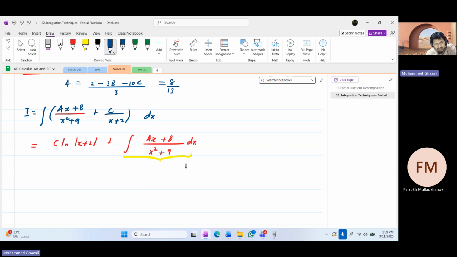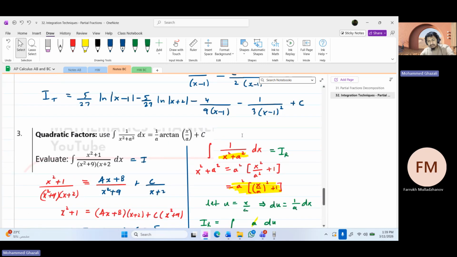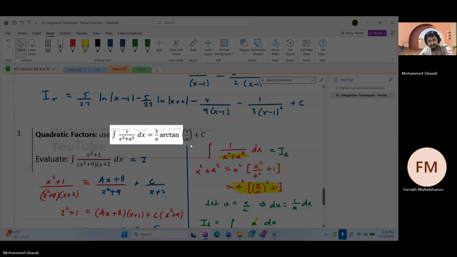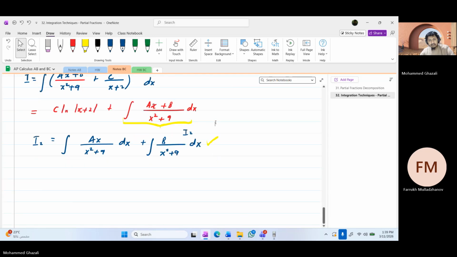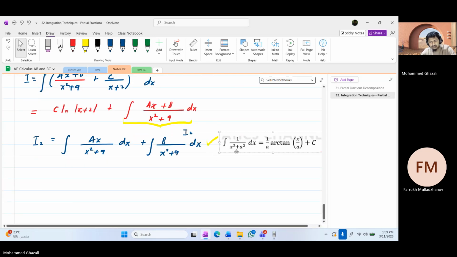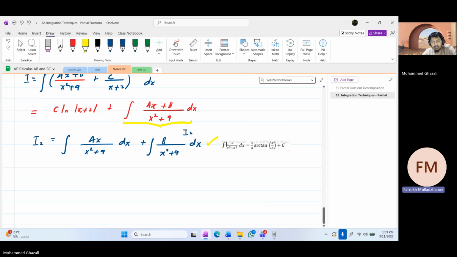We're going to split this up as integral ax over x squared plus 9 plus integral b over x squared plus 9. Now this one here we can integrate easily. Why? Because we can apply the arctan rule. But before applying, we should make the 9 like 3 squared. Basically your 9 is like your 3 squared, that's correct.